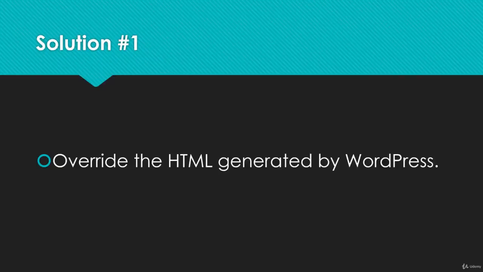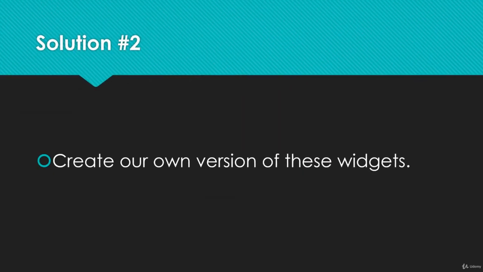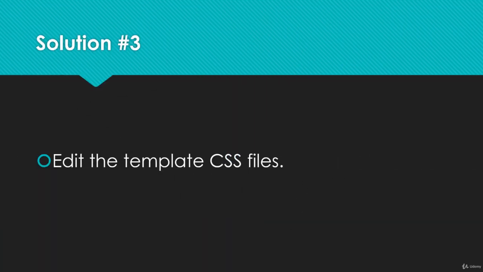So how do we fix this? We have about 3 options. The first option is to override the HTML for these widgets and make WordPress load these widgets formatted the same way our HTML template does. The second option is to just create our own version of these widgets and have complete control over the HTML and information loaded. The final option is to edit the template CSS file so that they look similar to the HTML template. We will be going with option 3 because that's the simplest of the 3.